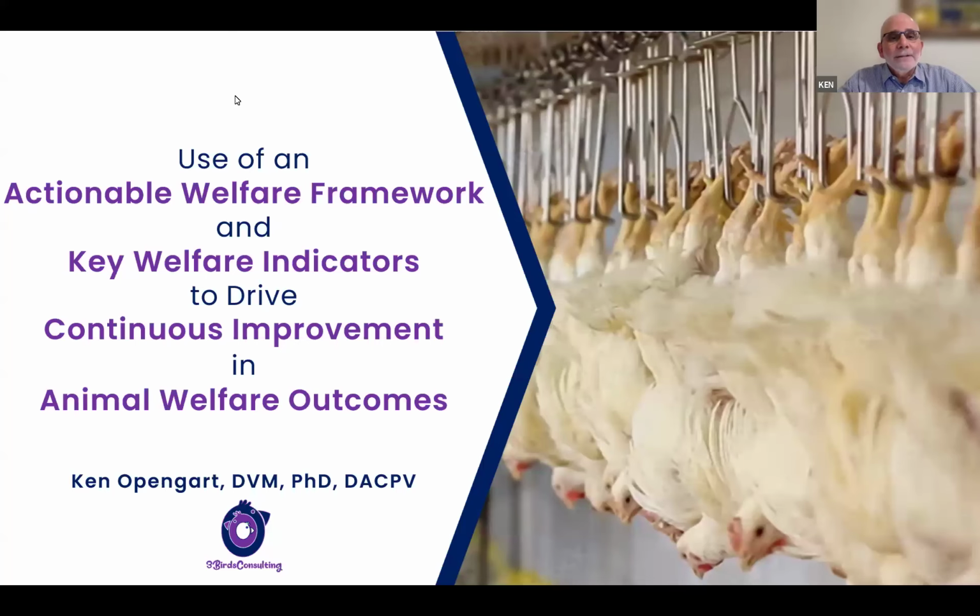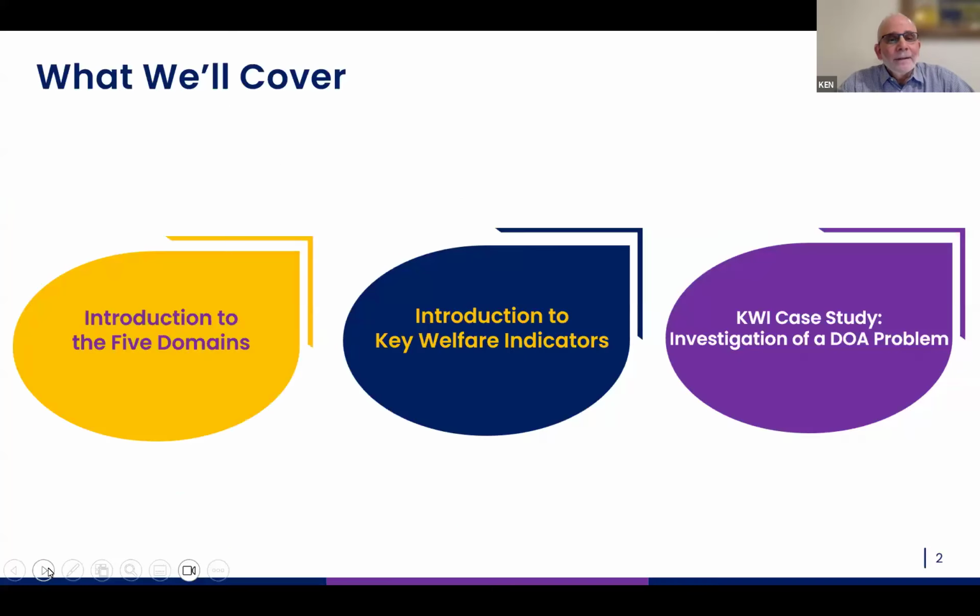Let's see if I can get my slides to advance here. There we go. So I broke the talk up into three areas. The first is the introduction to the 5 domains, which is that actionable animal welfare framework that I wanted to talk about, and do a little contrast with the 5 freedoms, which is an animal welfare framework that's been around for many, many years, that many of you have worked for organizations that align with the 5 freedoms.